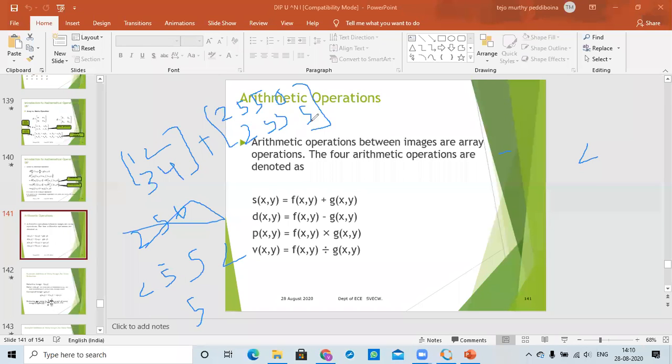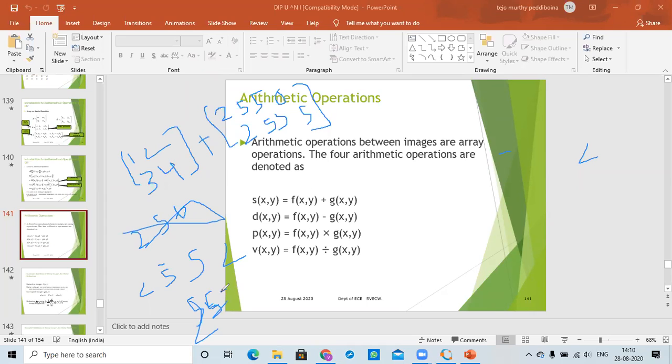And 3 plus 253, what is that value? 257. 257 also exceeds the maximum range, so this is also 255 only.